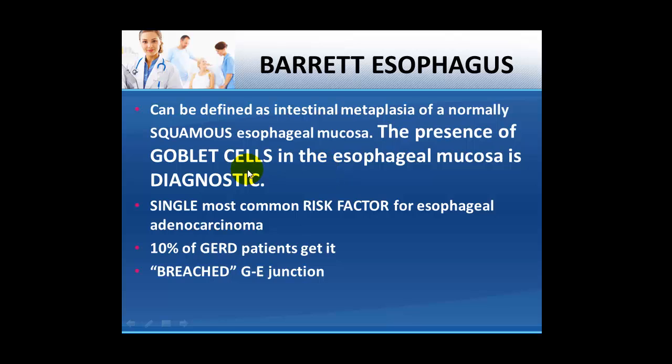Remember that the presence of goblet cells in the esophageal mucosa is quite diagnostic. Nowadays they say that the diagnosis of Barrett esophagus is basically based on the histology, when you can see a few goblet cells, along with endoscopic evidence of Barrett esophagus. It is the single most common risk factor for esophageal adenocarcinoma.